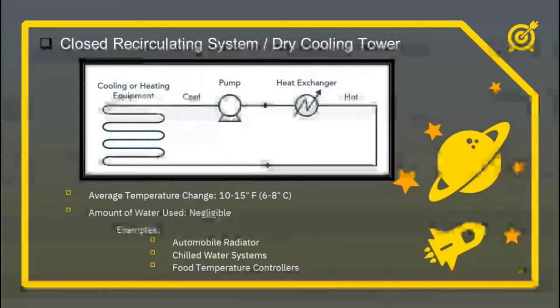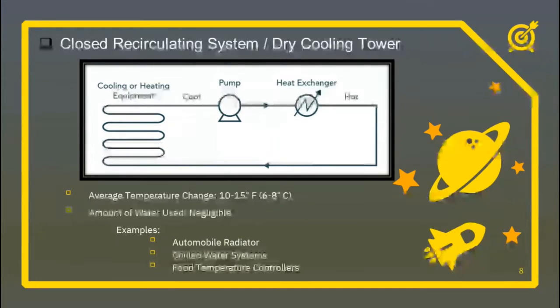The second type of cooling system is closed recirculating system or dry cooling tower. In closed recirculating systems or dry cooling towers, heat absorbed by the cooling water is either transferred to a second coolant or released into the atmosphere. The word dry is used because the water is never exposed to the air, and as a result, very little water is lost. An automobile engine is a good example of a closed cooling system.